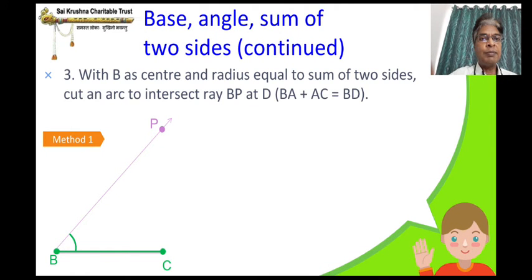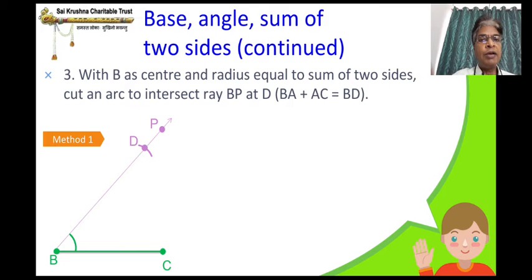Now the third dimension which is given, with B as center and radius equal to sum of two sides, cut an arc to intersect ray BP at D, that is BA plus AC equal to BD. So now whatever 3 dimensions which are given, that is base BC is given, we have drawn, angle ABC is given, so that is, instead of angle ABC we are drawing as angle PBC. We will now find out where is A. Then BA plus AC, that is equal to BD, that also we have drawn. That means you can understand now A is going to come and sit somewhere between B and D. When we do the further steps, we will know. So all the 3 dimensions which are given, we have done now.